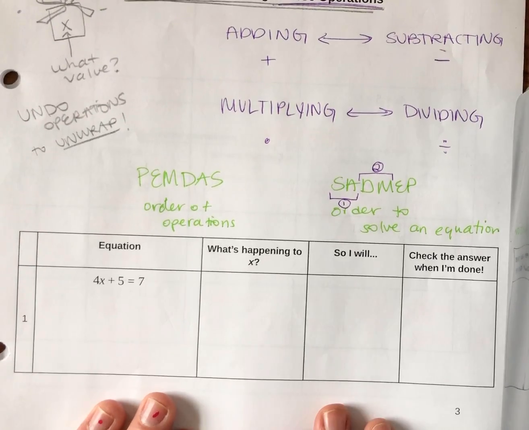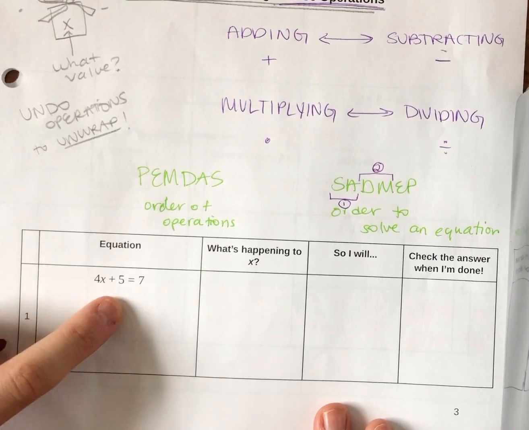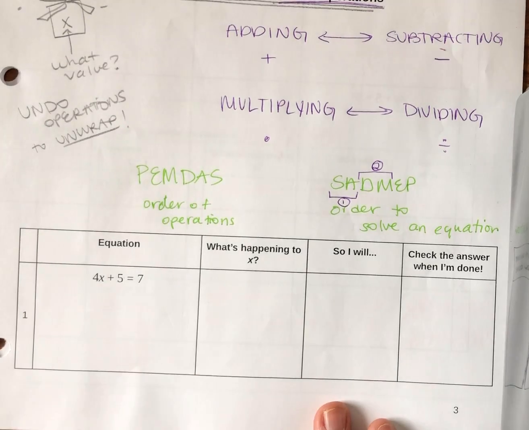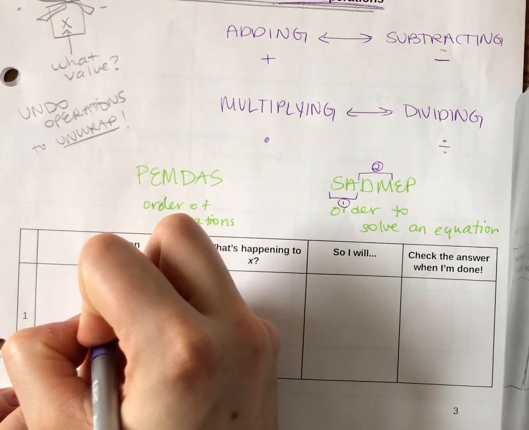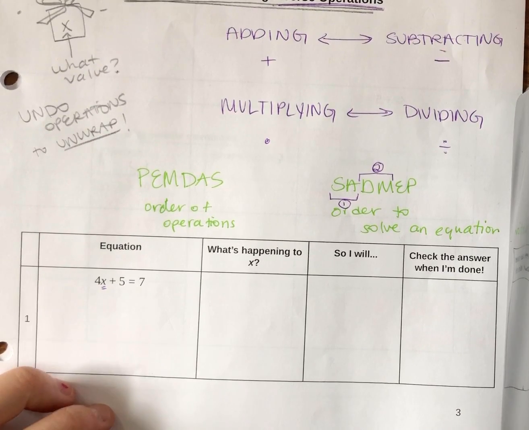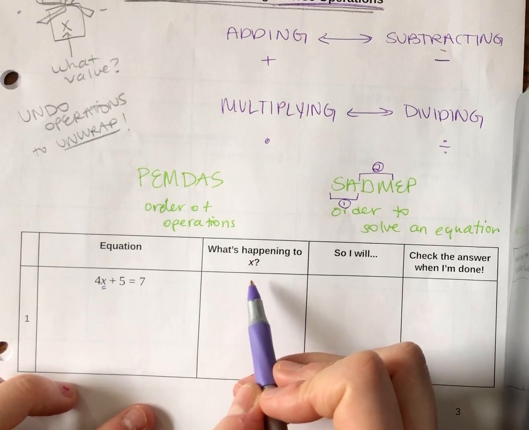Down here we have our first equation. 4x plus 5 equals 7. And looking at my equation, I see here is my variable, and that's the thing I want to unwrap. I want to find its value. So to do that, I need to think about what operations are happening to x.